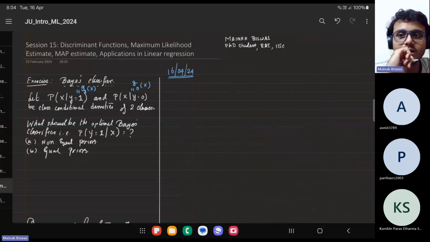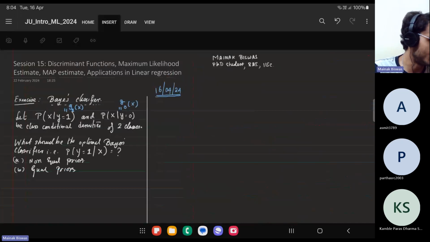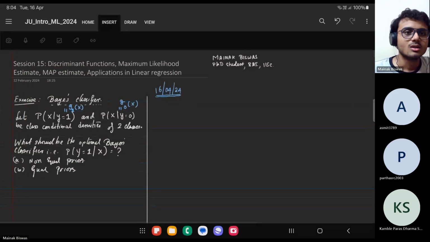So today we'll finally be entering the heart of the background required for training all models in machine learning. That is understanding what is called maximum likelihood estimation and the maximum a posteriori estimate, or the MAP estimate. Other than that, we'll also see how they are related in linear regression.